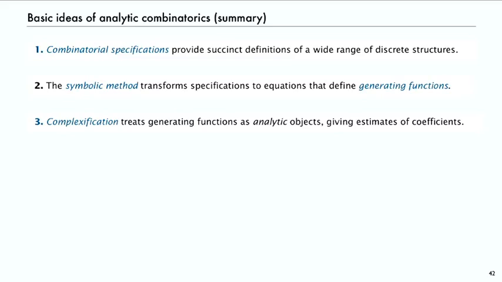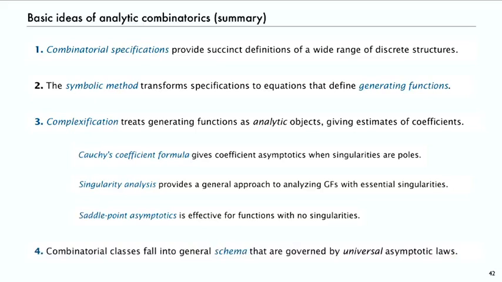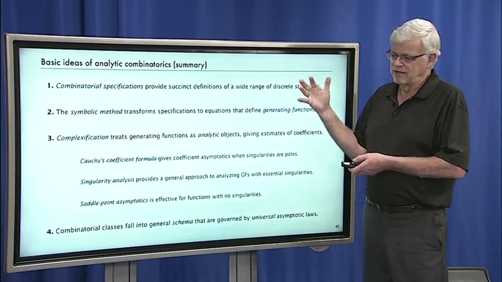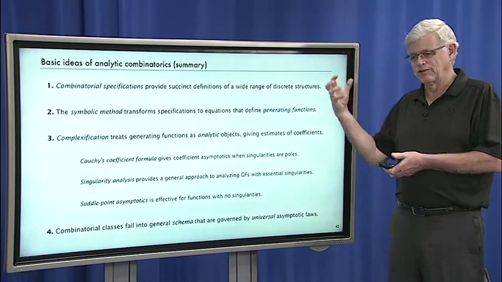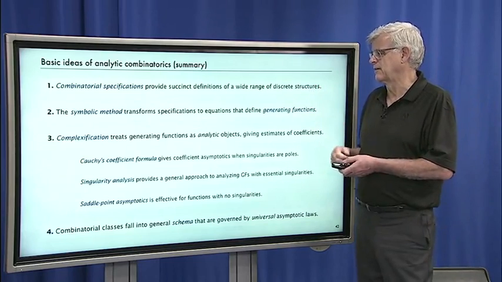And we can get estimates of the coefficients by doing that, either using Cauchy's coefficient formula directly when the singularities are poles, or using singularity analysis when we have essential singularities, or saddle point asymptotics when there's no singularities at all. And more important, in many situations, we have a schema for various combinatorial classes that give universal asymptotic laws. So in many cases, we don't even need to go down to the detail of asymptotics. Certain combinatorial classes, just by their structure, have asymptotic laws that tell us quantitative bounds on their properties.